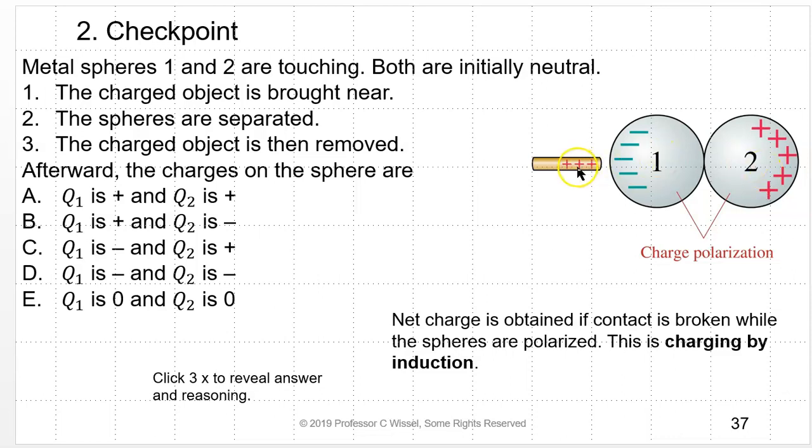So what has happened here is we brought the positive charge near these two spheres while they're touching. They're metal spheres. The electrons are free to move in the metal spheres. So the positive charge here attracts the negative charge to Sphere 1 and ends up driving most of the negative charge out of Sphere 2, leaving positive charge on Sphere 2. Then we separate the two spheres and pull the external charge away. At this point, Sphere 1 is negatively charged and Sphere 2 is positively charged. So the correct answer is Q1 is negative and Q2 is positive.